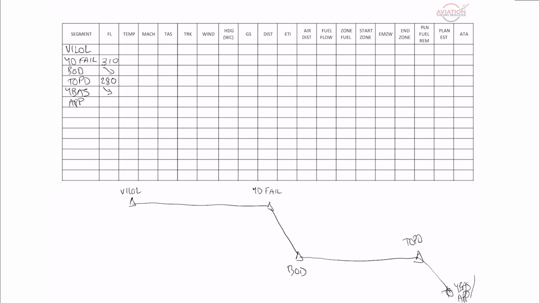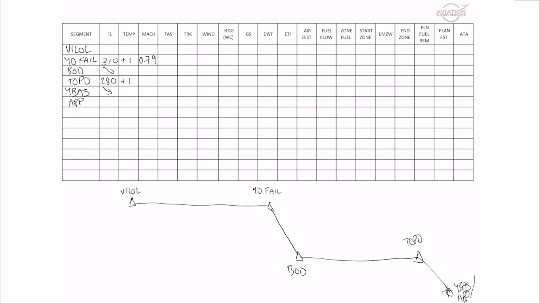Now we're currently overhead Villol and we're flying to Alice Springs, so we're only going to be using one of these columns. For 310, the ISA deviation is +1. Not going to worry about ISA deviation for any descents, not even this descent from 310 to 280. Flying to top of descent is +1 as well. And we can fill in Mach numbers, so 0.79.